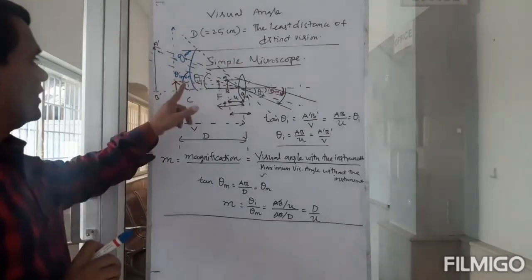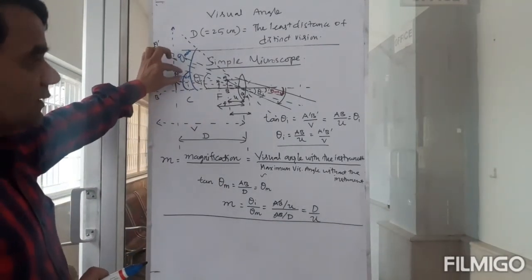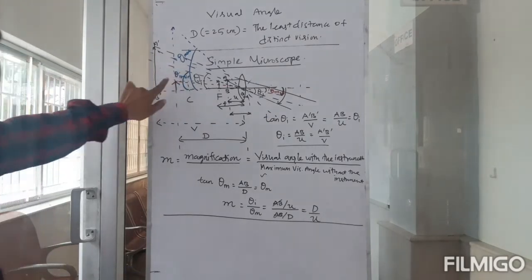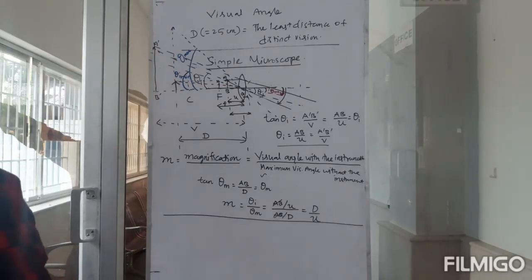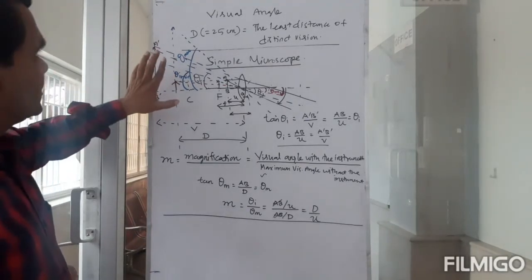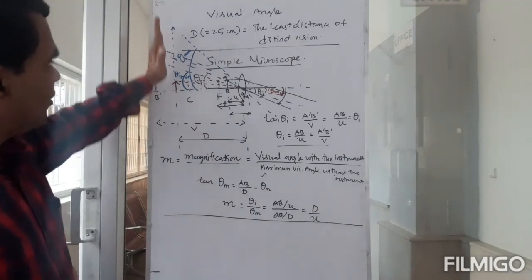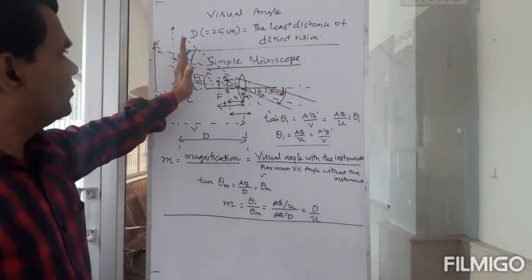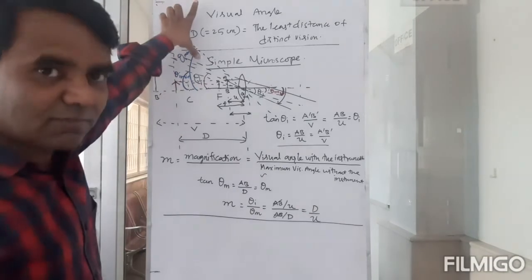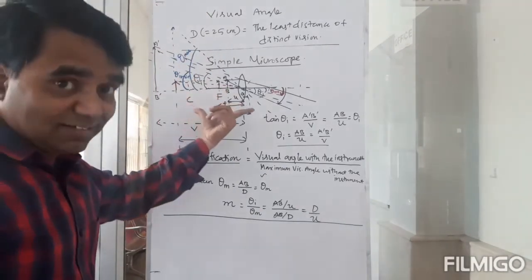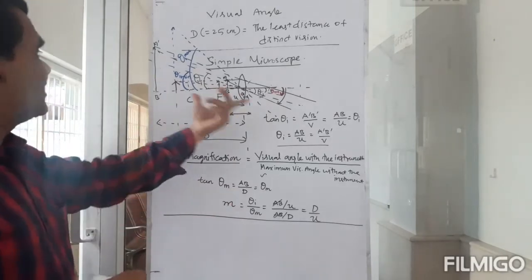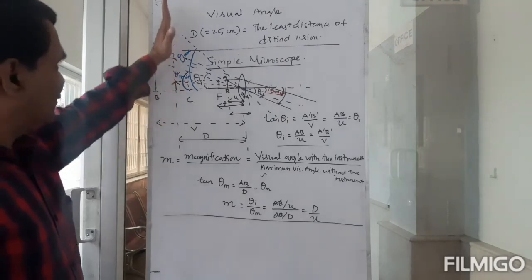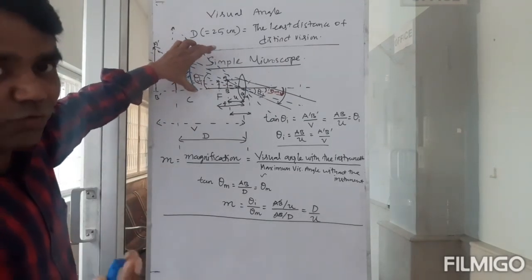So there are two cases. Theta I minimum, with the instrument, will take place when the image is formed at infinity, and theta I max will take place when the image is formed at D. Why? If I bring the image before this, then it will make an even bigger image, but I can't see it. The maximum I can see is when the image is formed at this place, at D. So only this angle is the maximum useful angle for me.